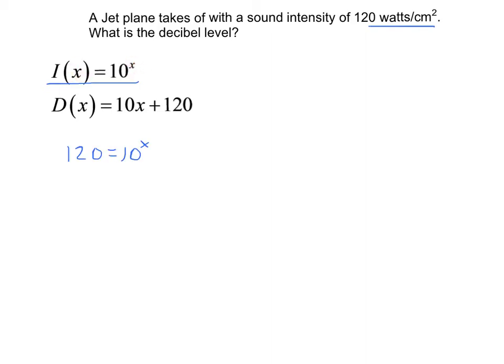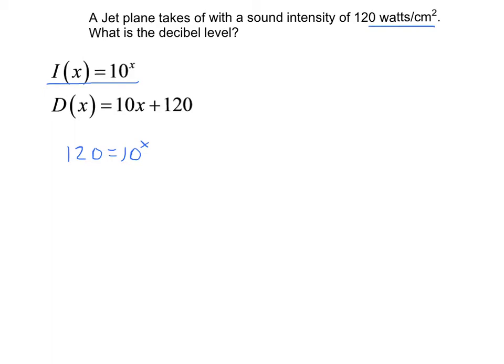That's the mystery. That's the glue that holds the intensity in watts per centimeter squared to the relative decibel level together. So that's the mystery that I'm trying to figure out. I know the intensity is this 120. I want to figure out x. 10 to some power equals 120.